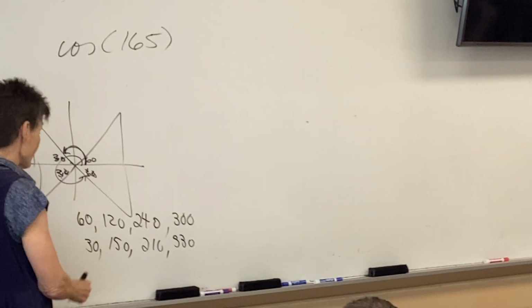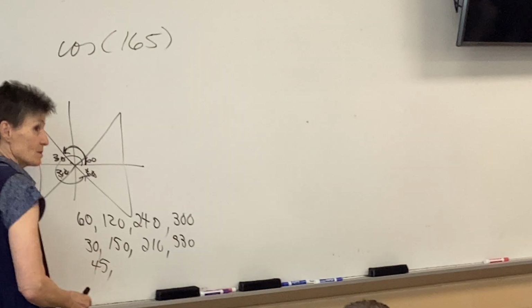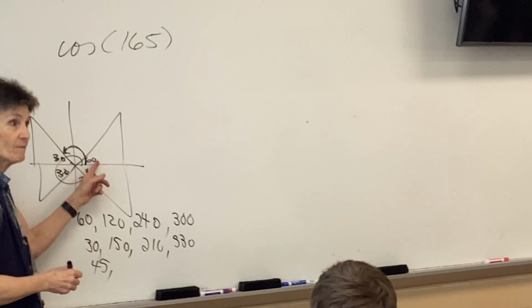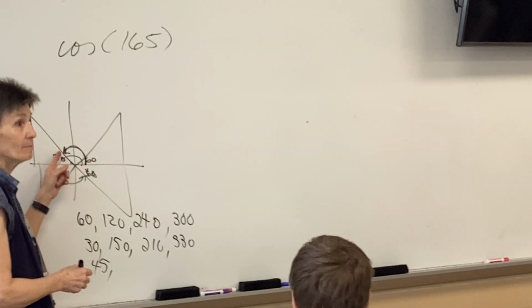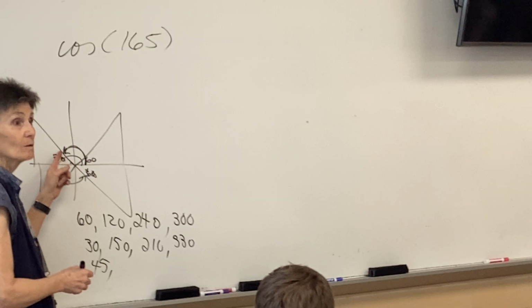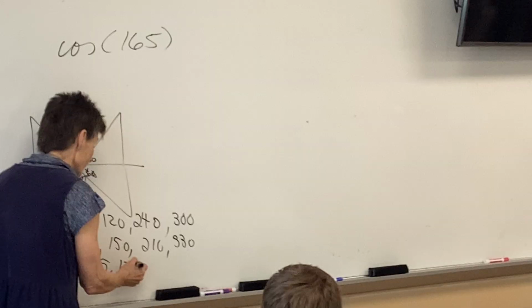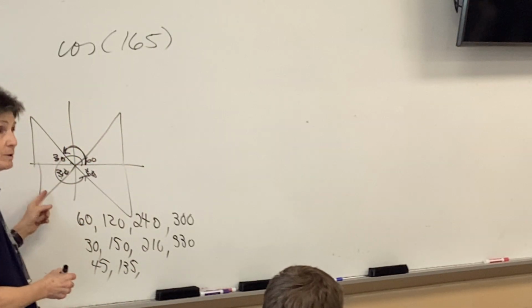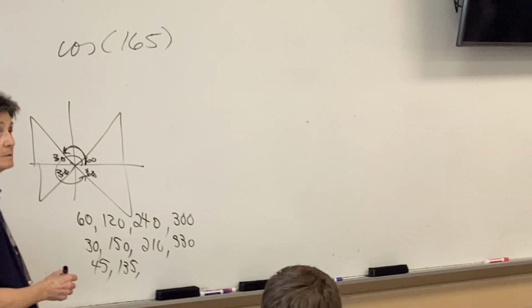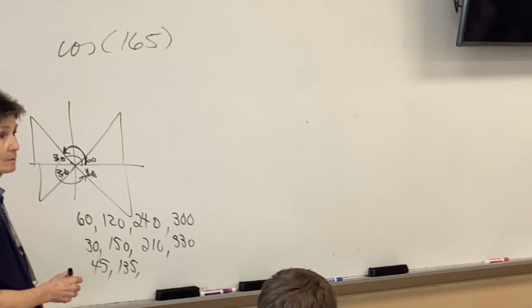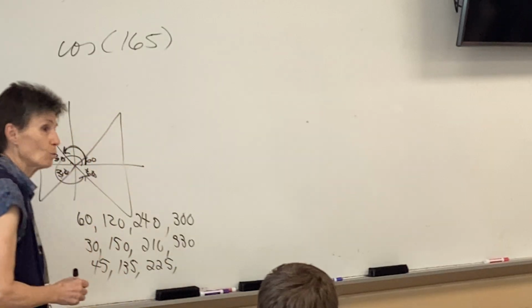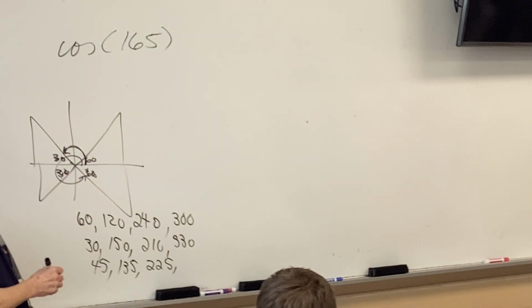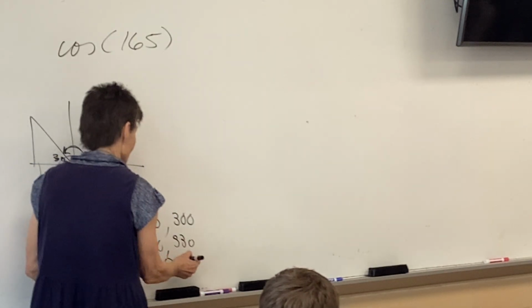And then how about the 45s? What are the 45s? Obviously 45. And then 135. 135, very good, Jimmy. And then the third quadrant would be 225, yep, Harper. And the fourth quadrant, 315. Okay, is that you, Royce? Good job.